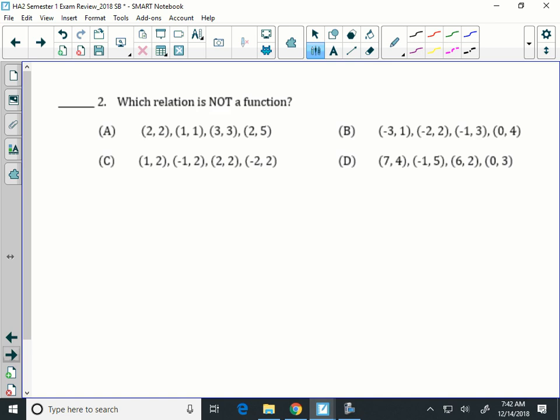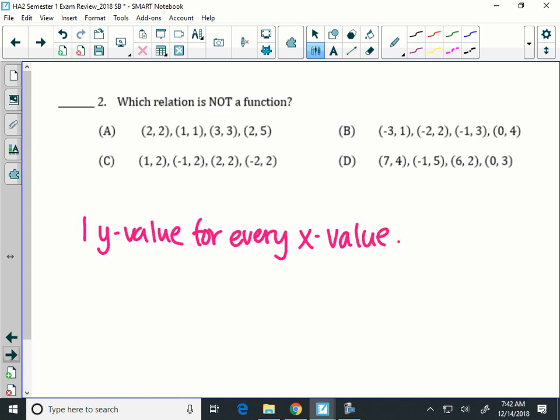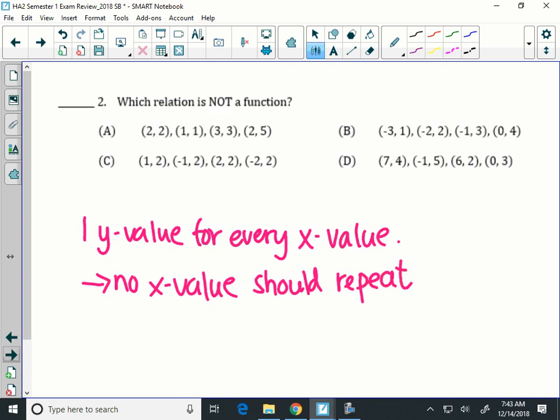All right, number 2, which of these ordered pairs are not a function? In order to look at this, you need to remember the definition of a function that says that there is one y value for every x value. One way we looked at that when we had sets of ordered pairs was we said that no x value should repeat. So that's the first thing you look for, and then we can decide from there.